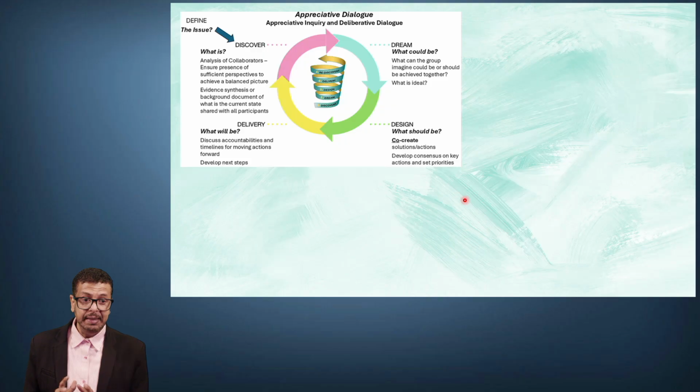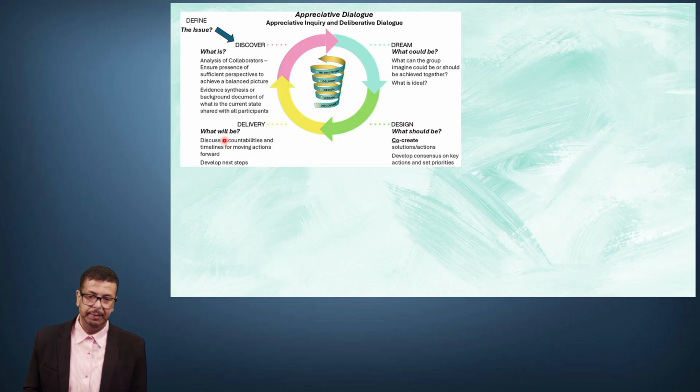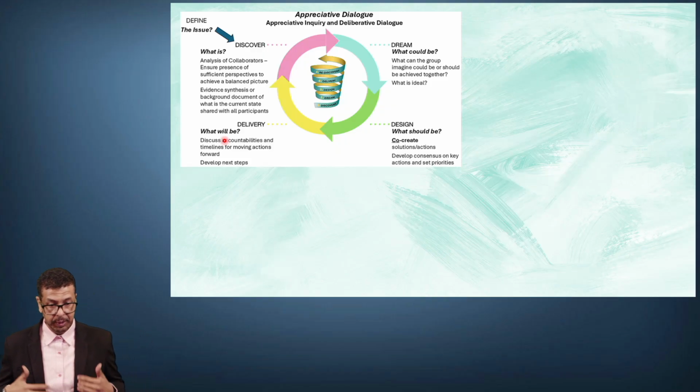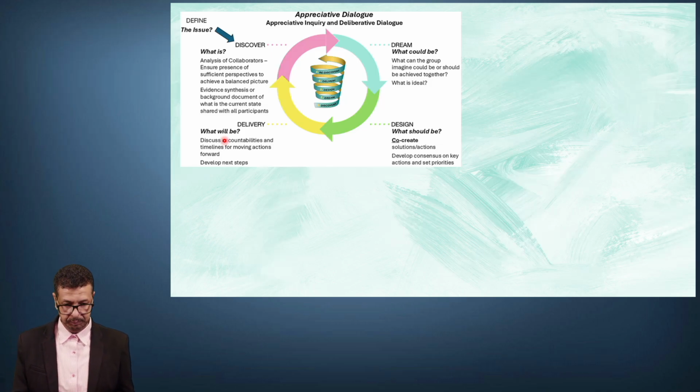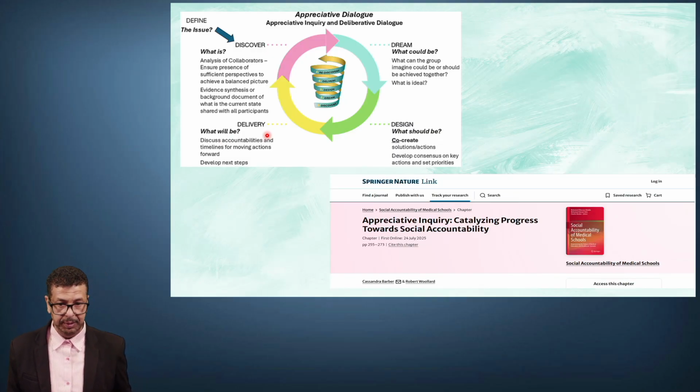And this is a 5D model. Start with define, the issue, then discover what is, then dream what could be, then design what should be, and here co-creation, and finally deliver what will be. And these questions, if you can stop the video here and take a screenshot, you can use these questions as enablers to lead change. And I also encourage you to read the chapter related to appreciative inquiry models for social accountability available in this book.